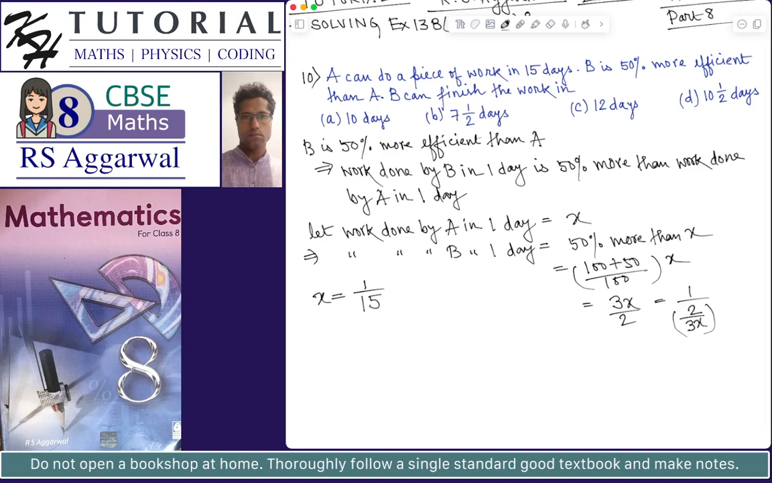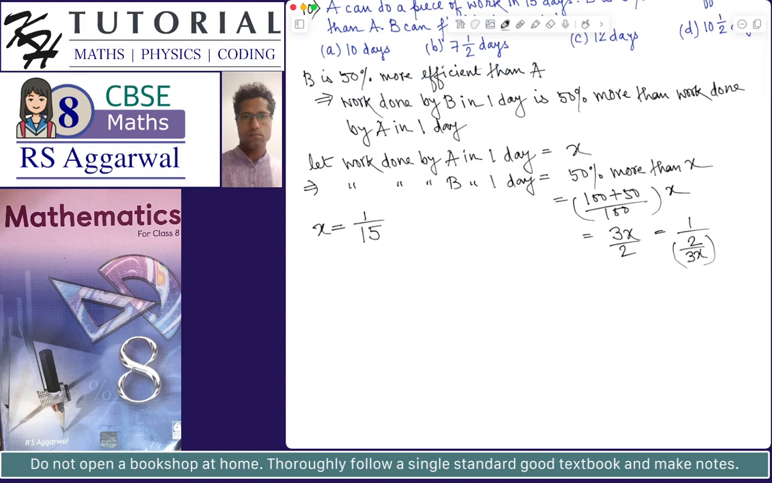So we can say that X is equal to 1 by 15. We have assumed that work done by A in one day is X, and it is given that A can do a piece of work in 15 days, which means that the amount of work done in one day by A is 1 by 15. So we have X equals 1 by 15.